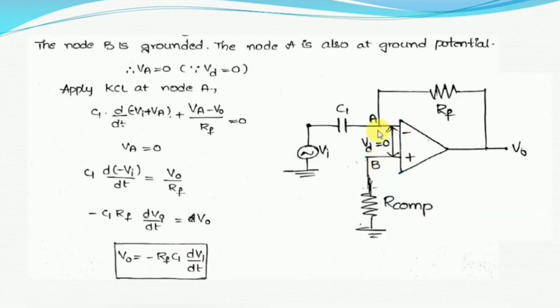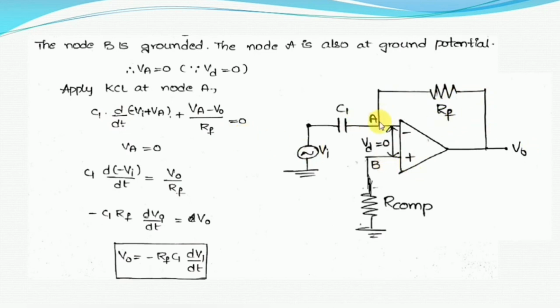Now simply apply KCL at node A. If you apply KCL at node A, then we can write the current flowing through the capacitor will be equal to the current flowing through the resistor. Okay, now here it is C1 into d by dt of (VA minus VI) plus (VA minus V naught) by RF is equal to 0.